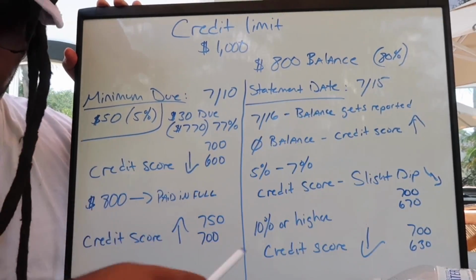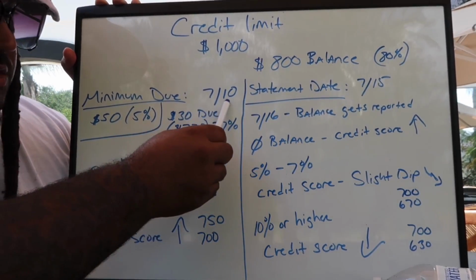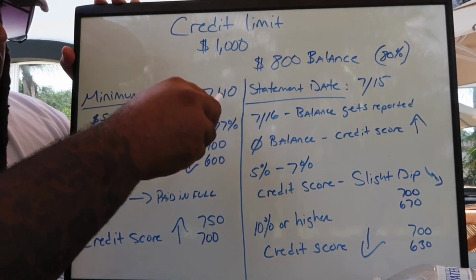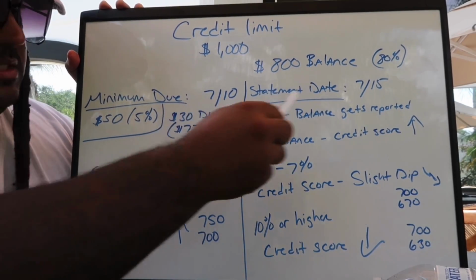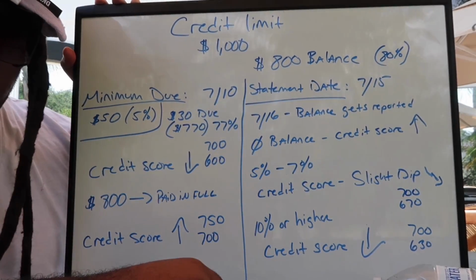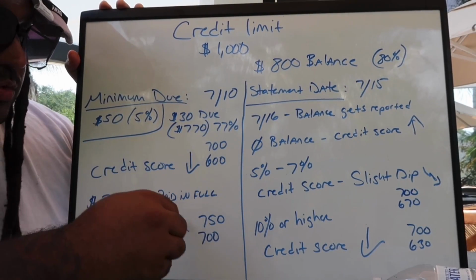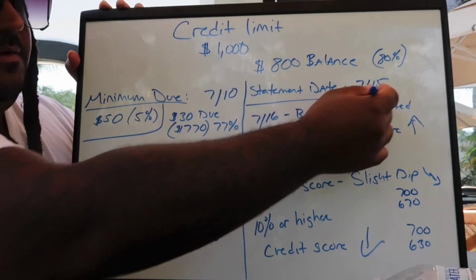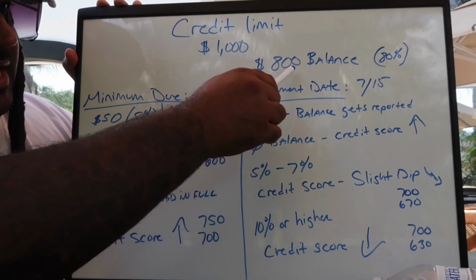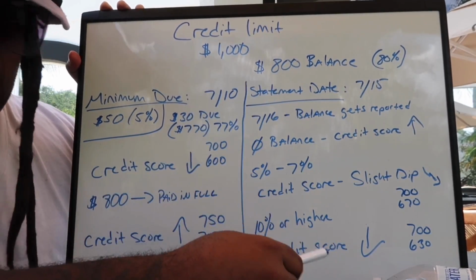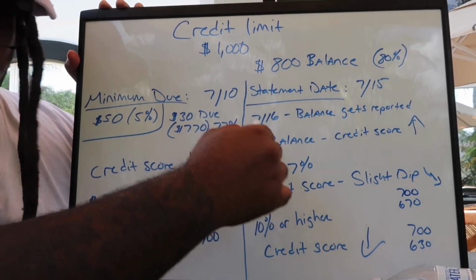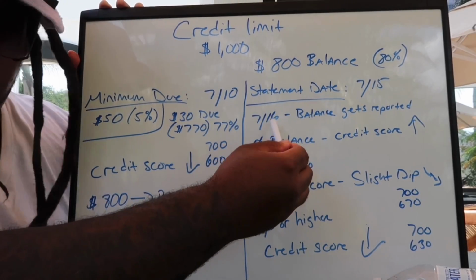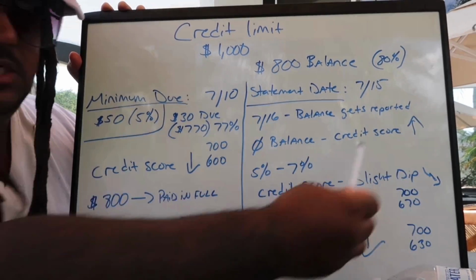So let's say your statement date in this example is 7/15, right? So your due date is 7/10, your statement is 7/15. So that's 5 days after. So you know that from the 10th to the 15th, you should not be using your credit card if you have paid it down to 0. Okay? Because if you use your credit card between the 10th and the 15th, let's say you paid that 800 down to 0. Let's say you wiped it out and you start using it again on the 11th, 12th, 13th, 14th, and the 15th. On the 16th, on 7/16, the balance gets reported out.